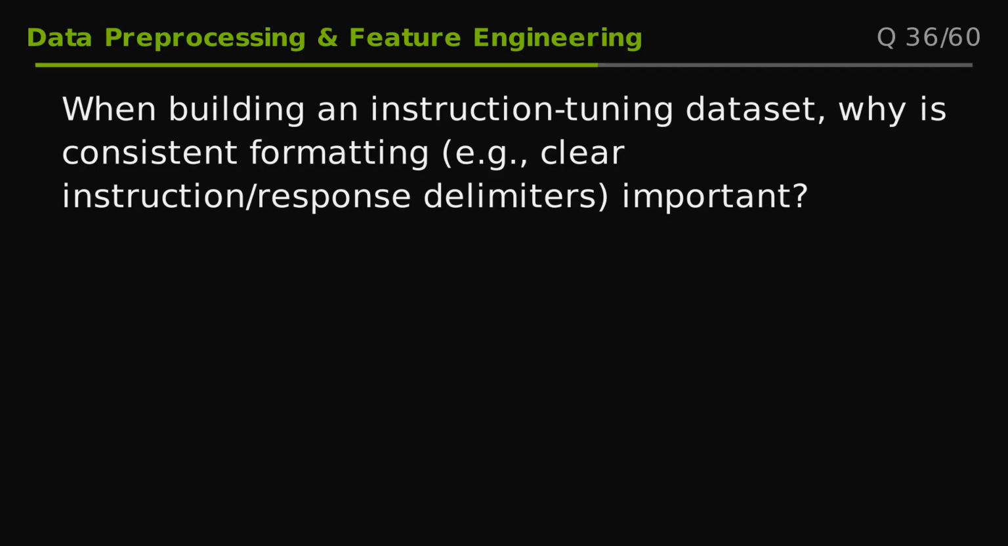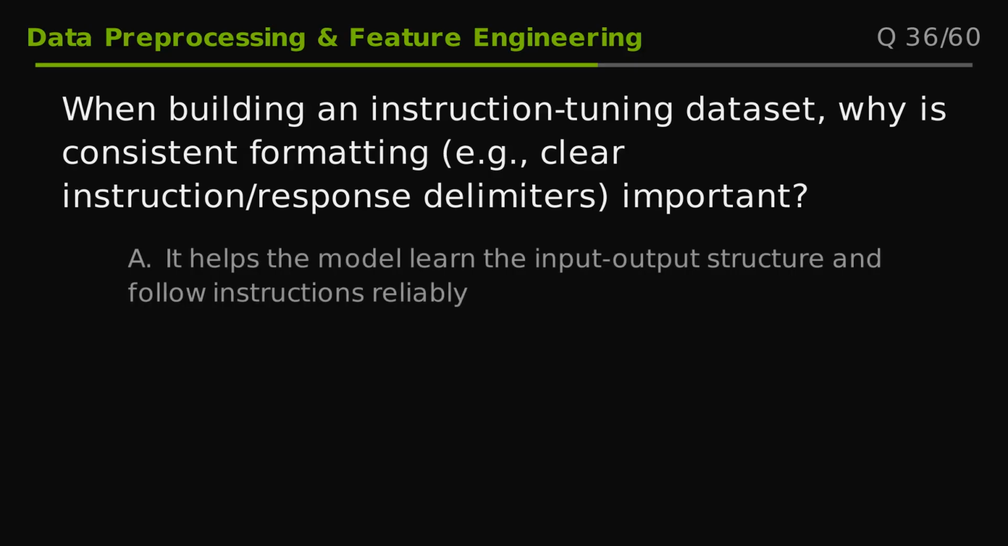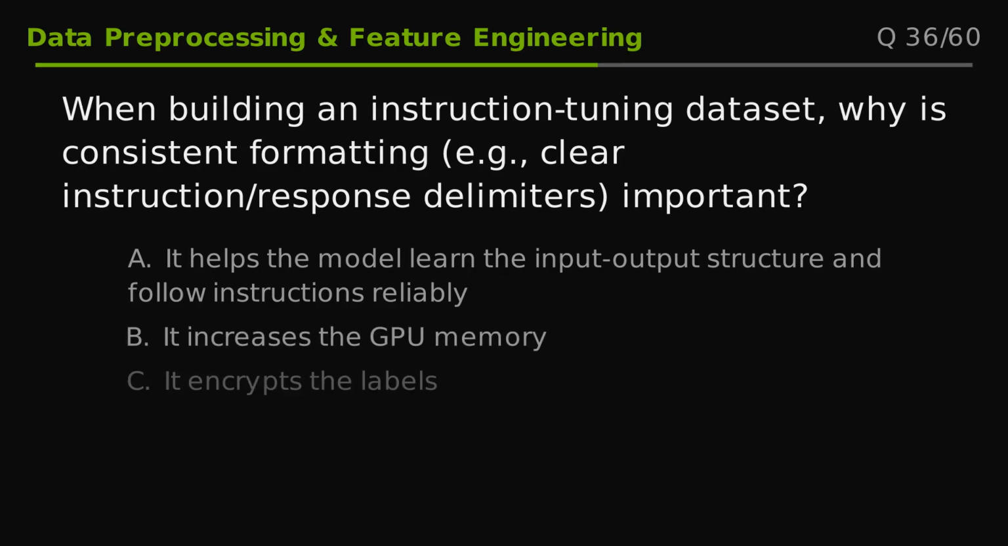Question 36. When building an instruction tuning dataset, why is consistent formatting, for example, clear instruction and response delimiters, important? Option A. It helps the model learn the input-output structure and follow instructions reliably. Option B. It increases the GPU memory. Option C. It encrypts the labels. Option D. It guarantees zero loss.